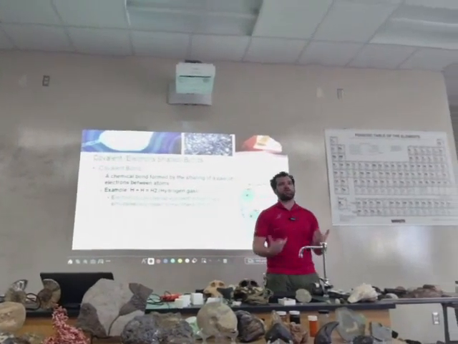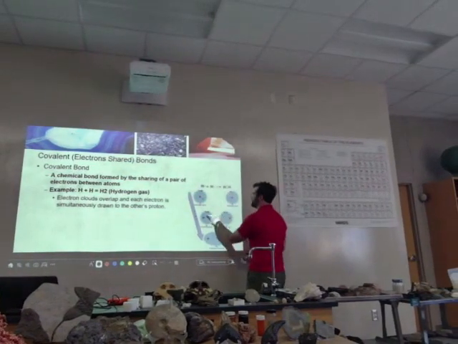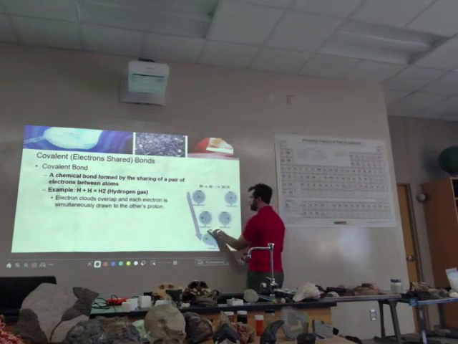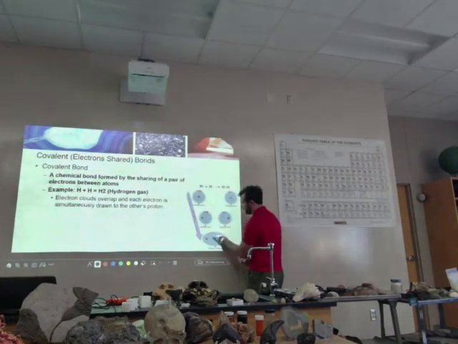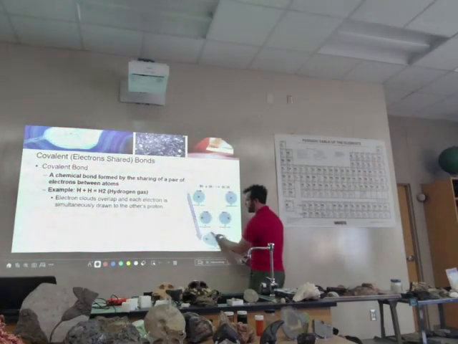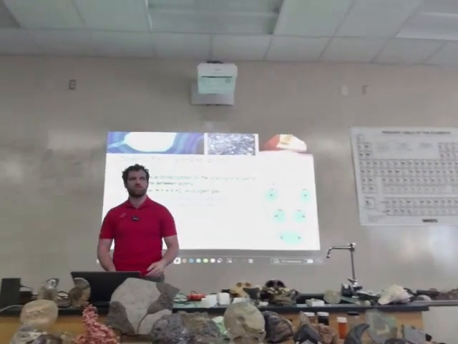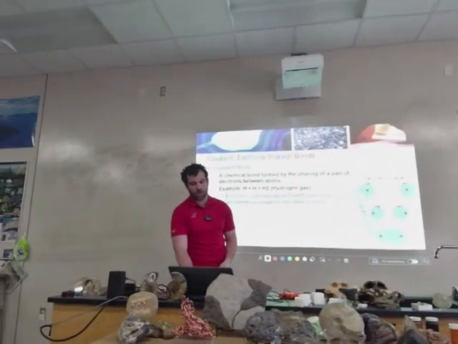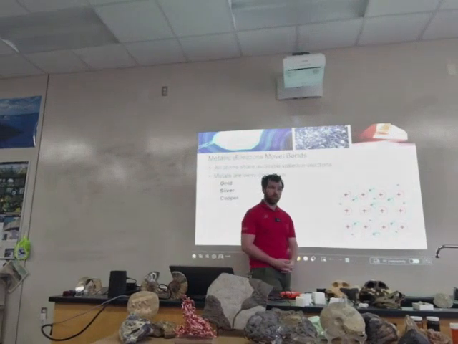H2 is two hydrogens that have approached each other, and their valence electrons start being equally attracted to each one of the nuclei until finally you have two valence electrons that are just zipping around both nuclei being shared, sharing that same valence shell. That is a covalent bond. Electrons are shared.